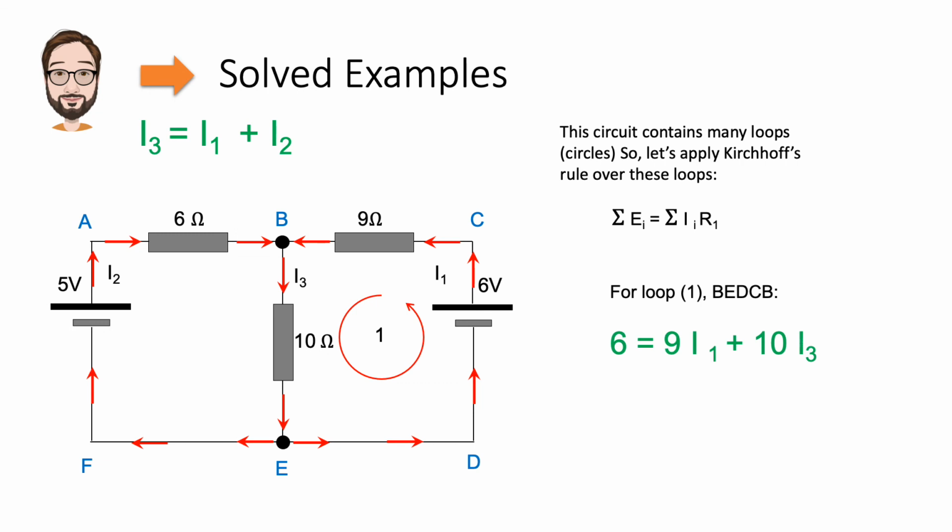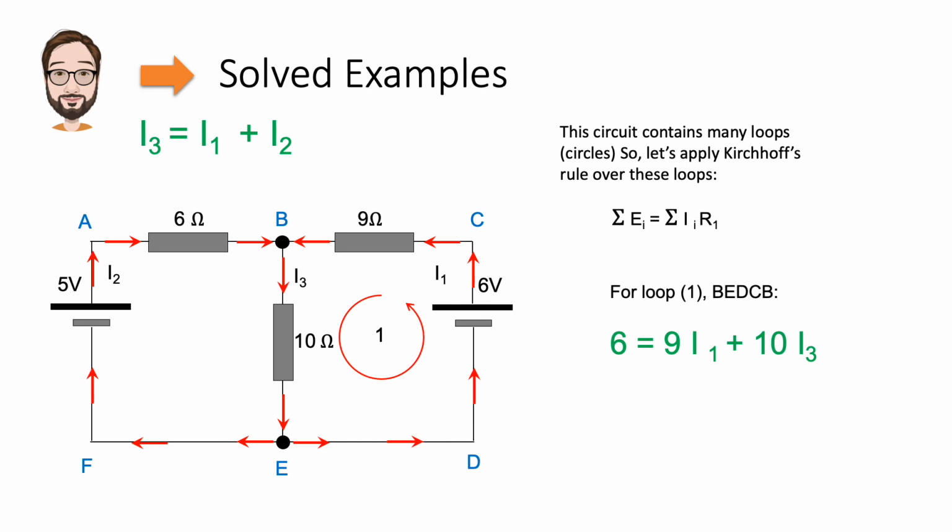So for the first loop, and see how I did it. The first loop, which is BEDCB. What is the energy supplied in that loop? It's only one battery. And the current goes from the negative side to the positive side of the battery, so I'm going to give it a positive sign, so it's positive 6. So that's the energy supplied.